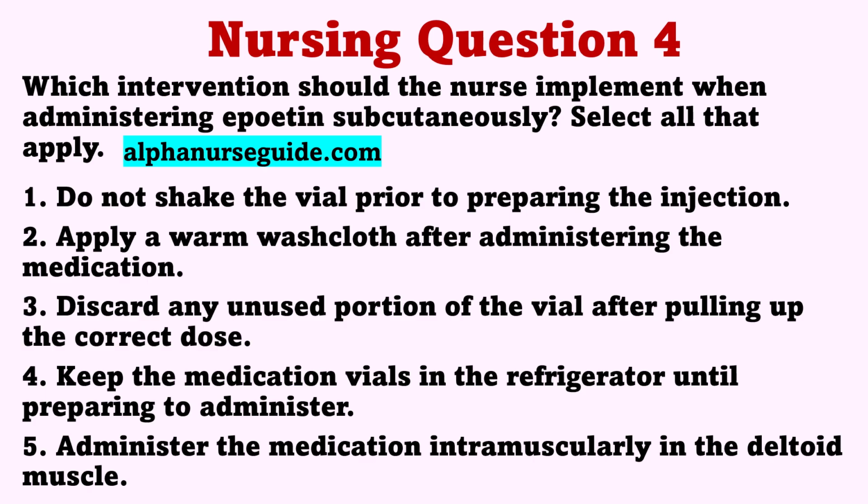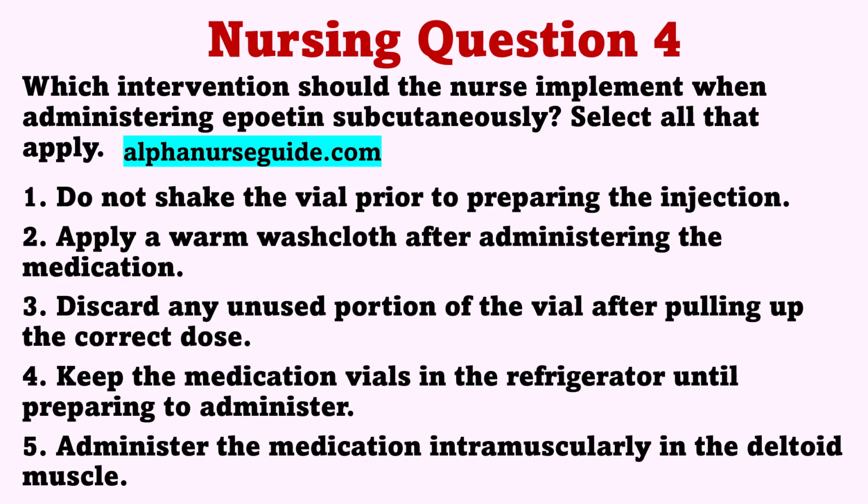The correct answers are 1. Do not shake the vial prior to preparing the injection, 3. Discard any unused portion of the vial after pulling up the correct dose, and 4. Keep the medication vials in the refrigerator until preparing to administer. Do not shake the vial because shaking may denature the biological response modifier, epoetin, rendering it biologically inactive.